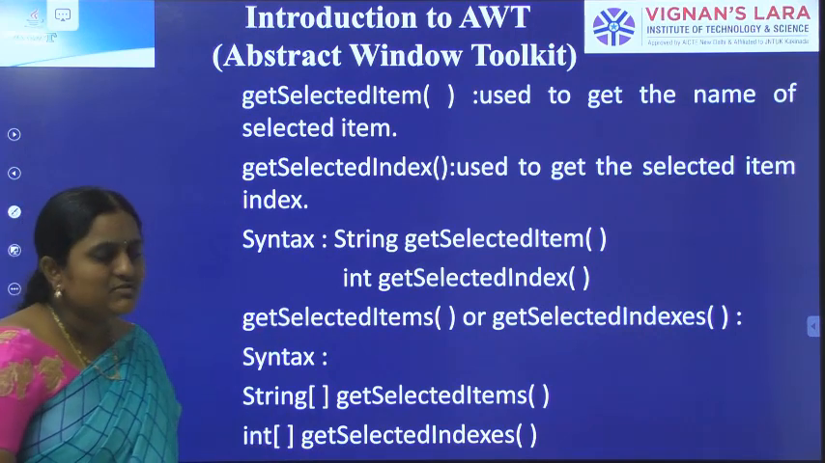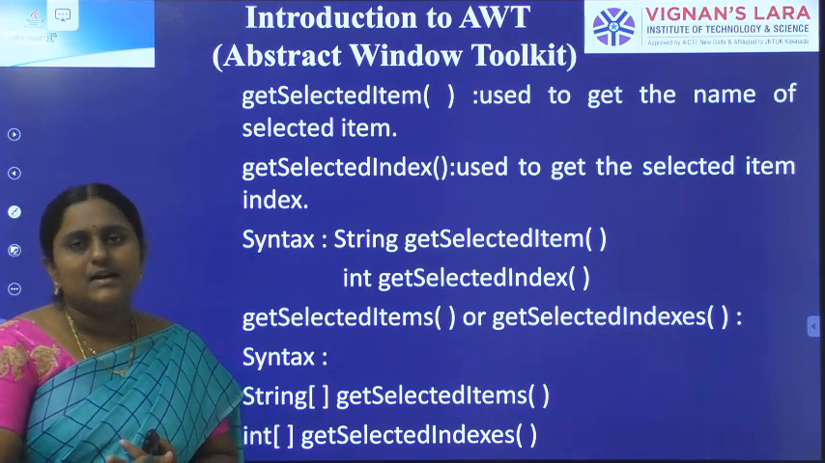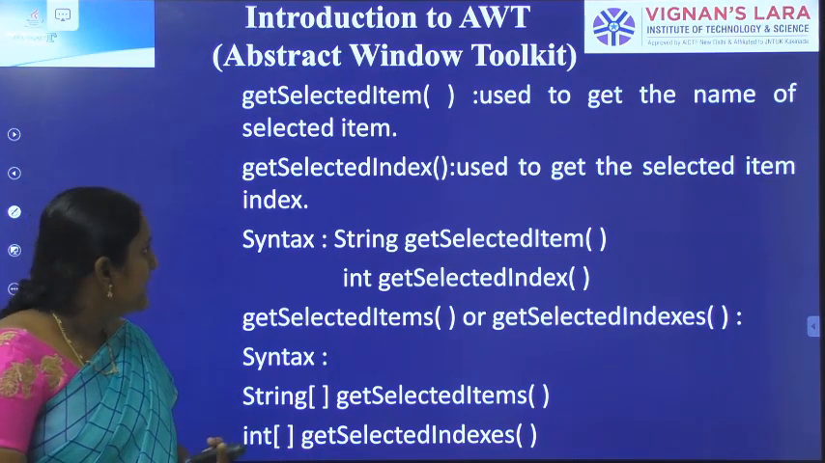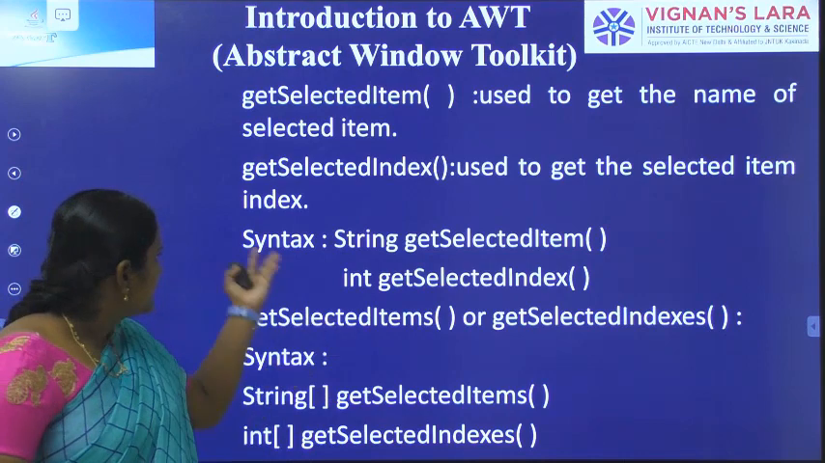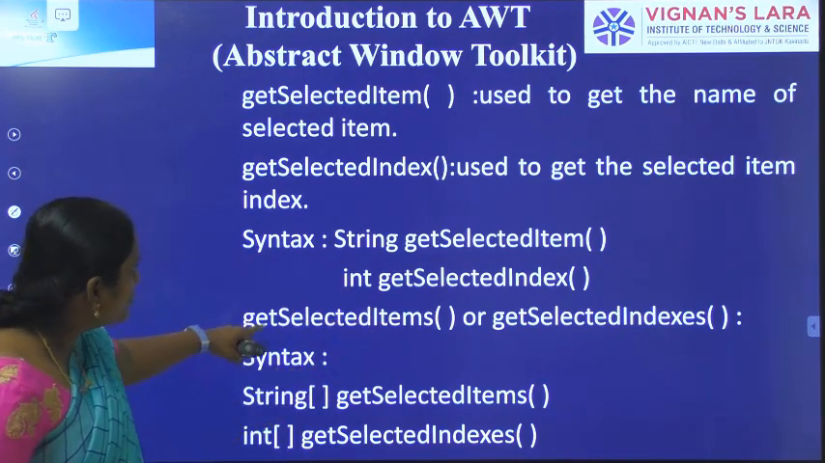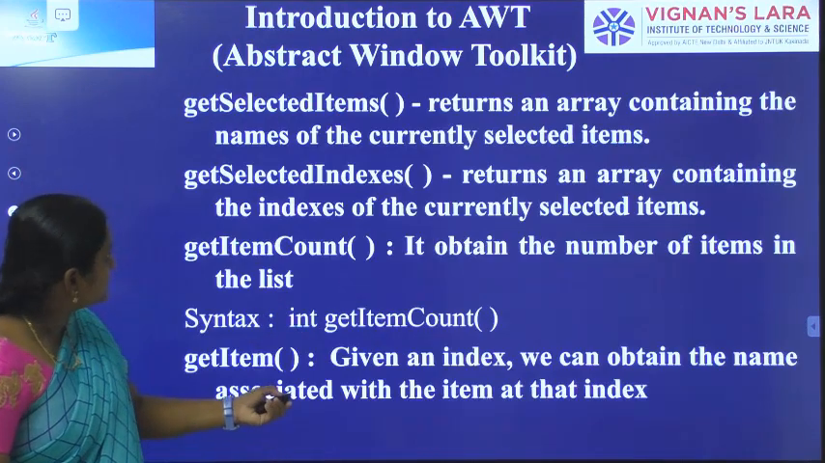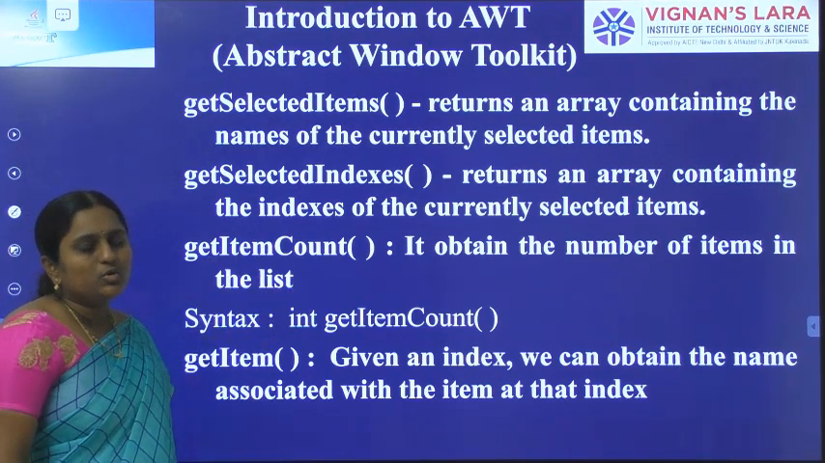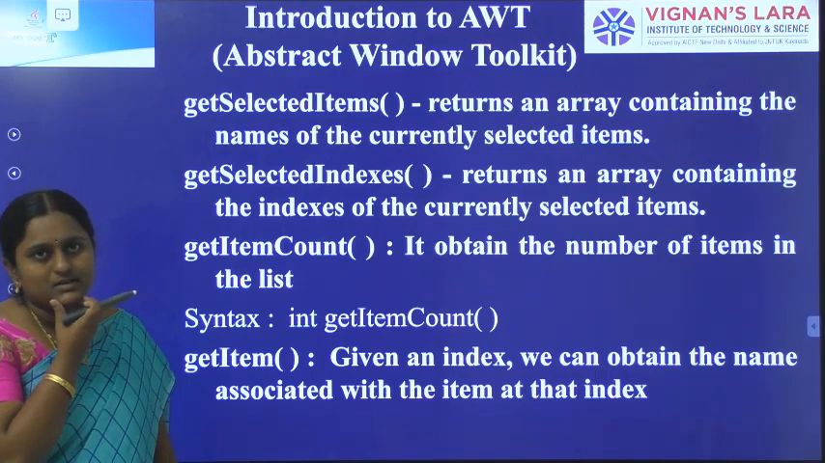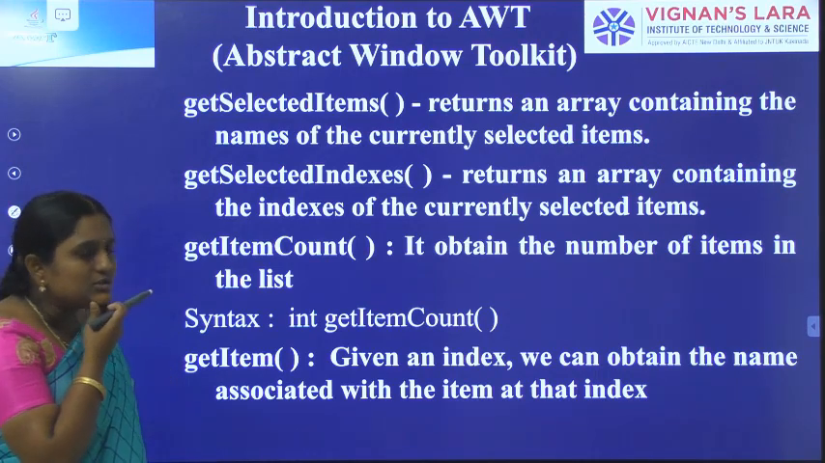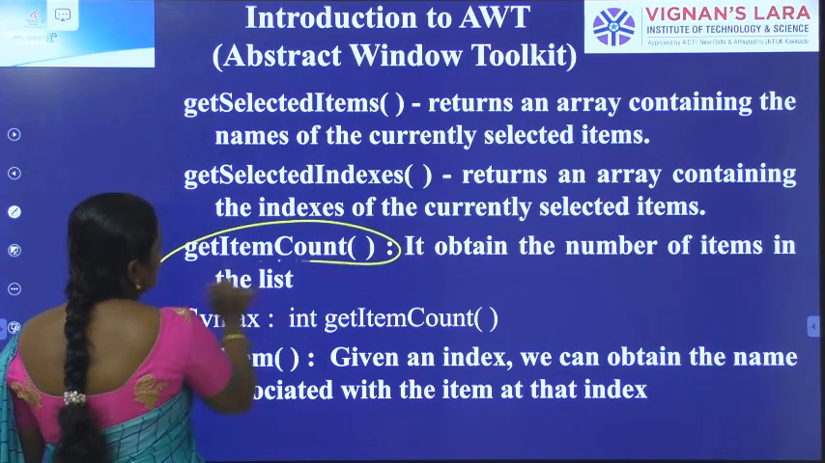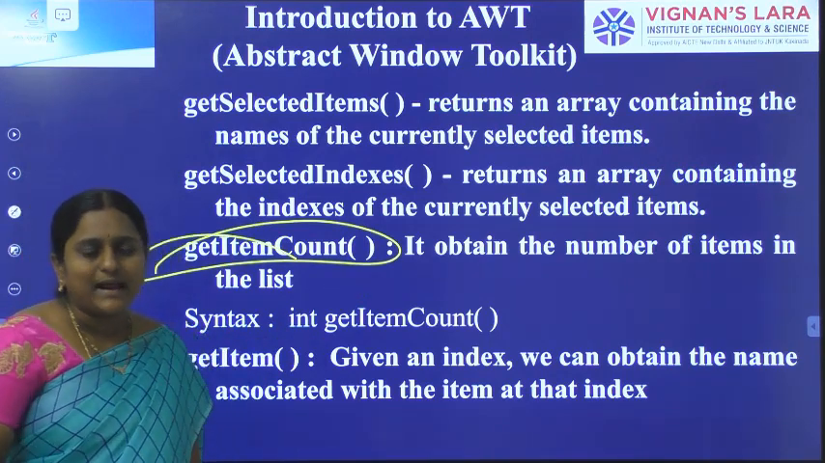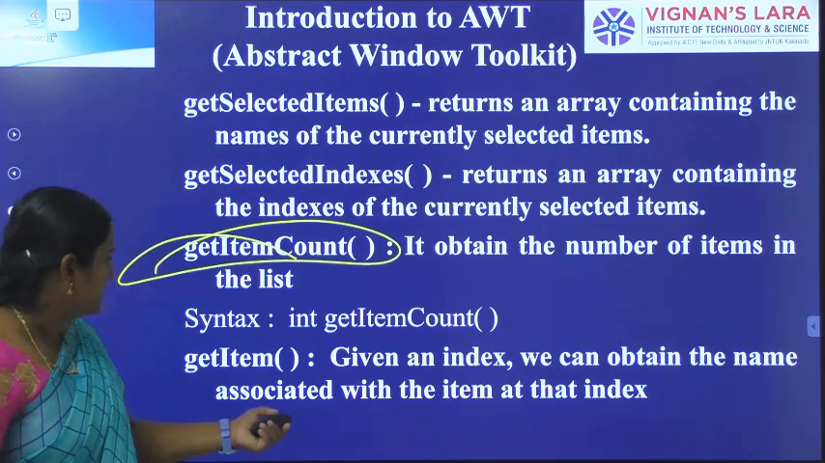Here also, sometimes you want to know which item is selected in the list. In that situation we can use getSelectedItem. As well, sometimes we want to know the index value; the getSelectedIndex method will help us. Already you know the syntax. Next, already you know getItemCount. Sometimes you want to know how many items are present in the list. In those situations, getItemCount will help us determine the count of how many elements are in the list.